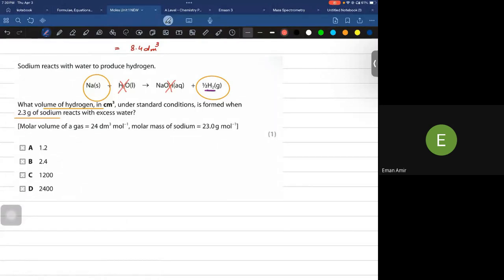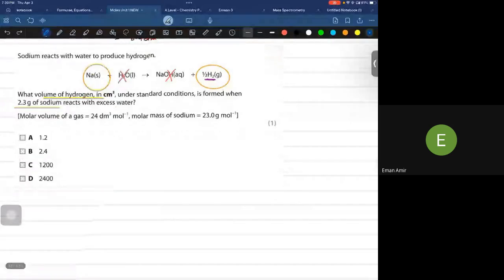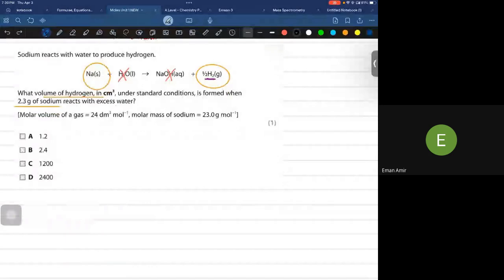So the grams is given to you, that is mass. Of course, I told you, whenever you see grams with any number, it means this is the mass which is given to you. So first of all, you have to convert this into the moles. So mole is equal to mass over Mr. Mass is given to you, that is 2.3, and atomic mass of sodium is 23 from the periodic table. So the moles are 0.1. It's a mole of sodium, right?